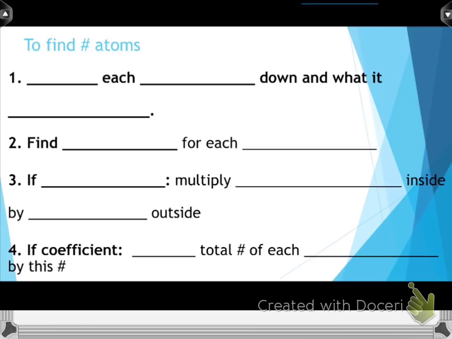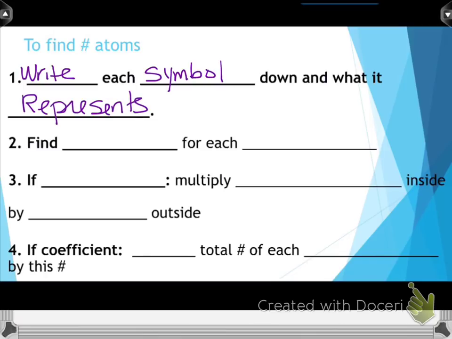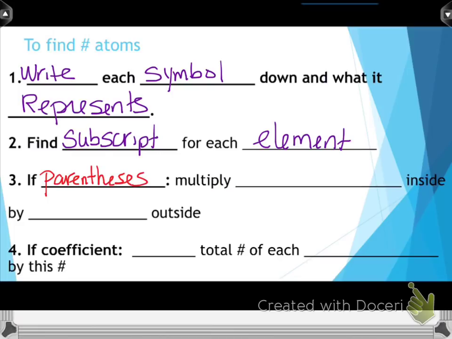Alright, so to find the number of atoms, we go through several steps. First, you write each symbol down and what it represents. So you would write H for hydrogen and the word hydrogen, and then you would write O for oxygen and the word oxygen. You find the subscripts for each element. So H2O, the 2 would be the subscript. If there's parentheses, you multiply the subscript inside by the subscript outside.